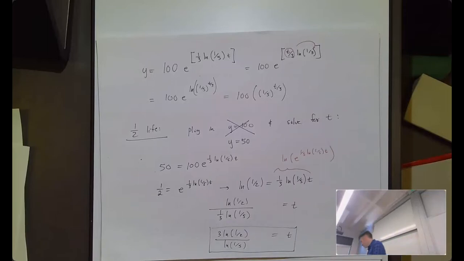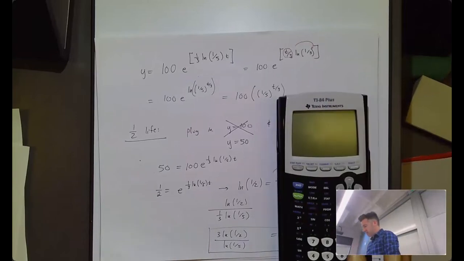But if we actually wanted to approximate that, we need a calculator, which I definitely brought because I planned ahead. So if we actually want to figure out what that is, we're going to do 3 times the natural log of 1/2 divided by the natural log of 1/5.